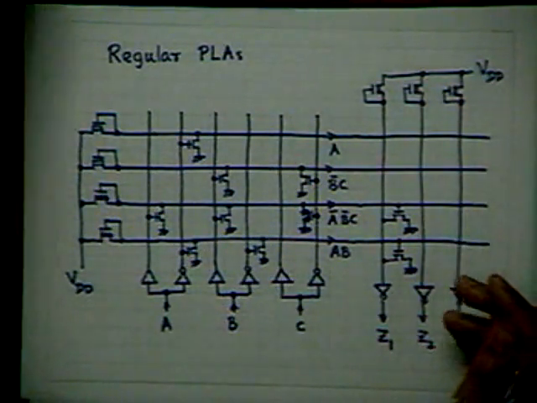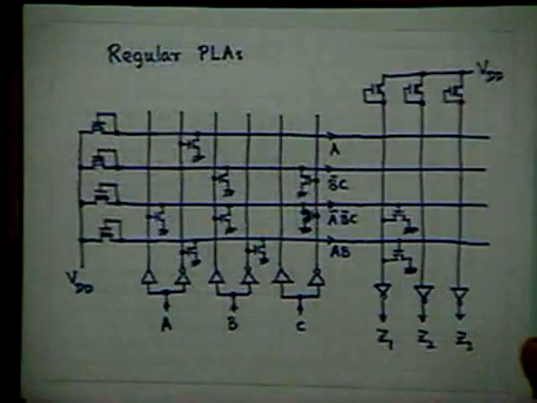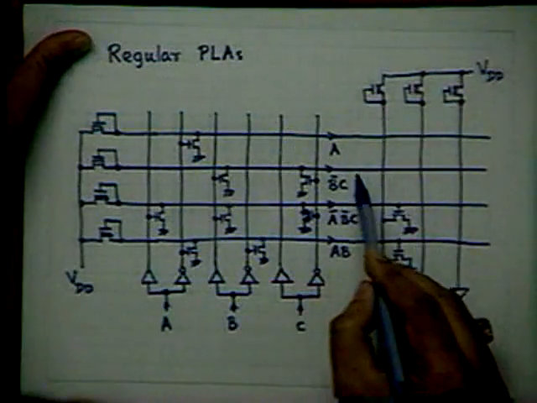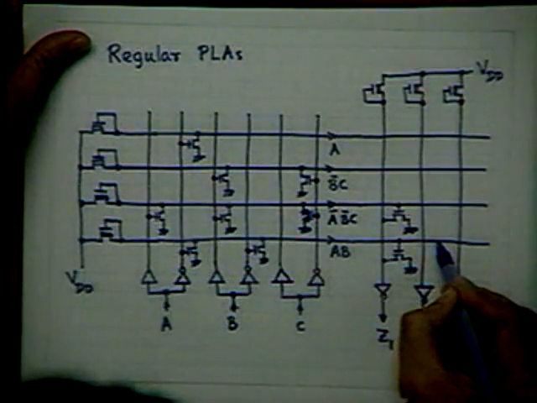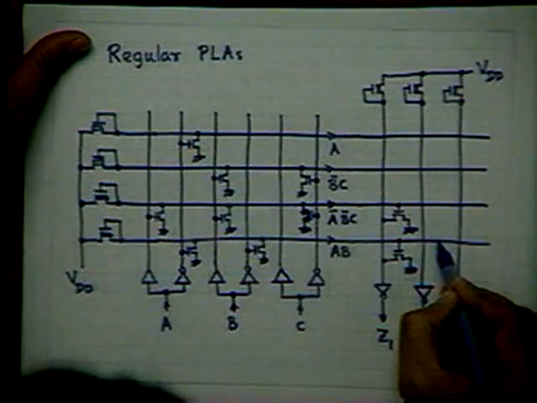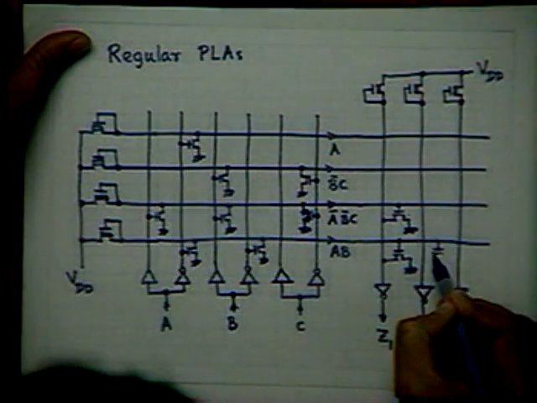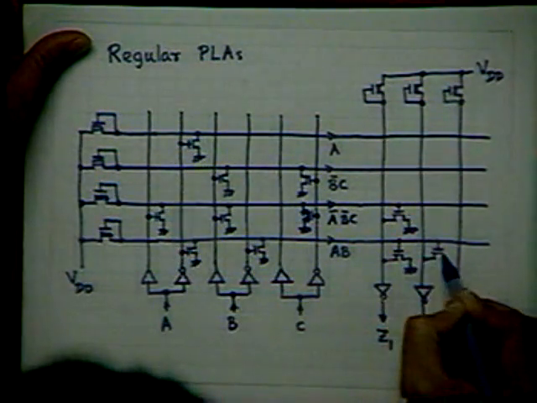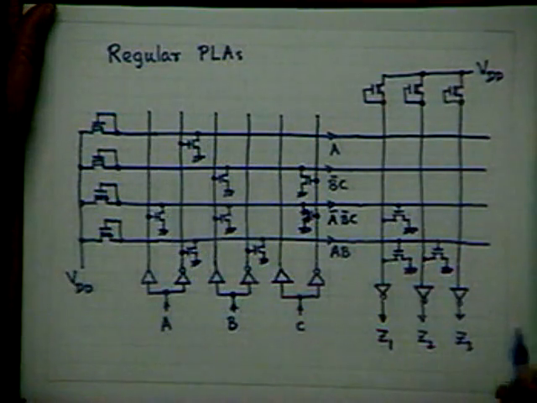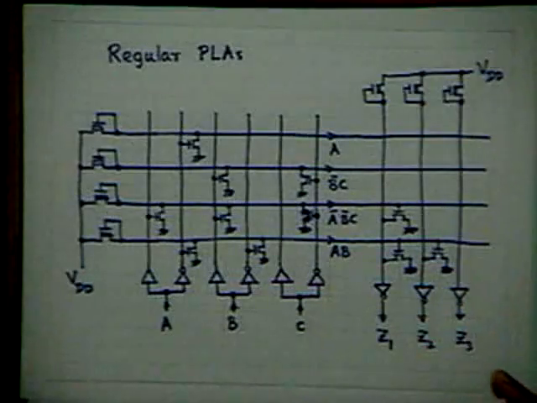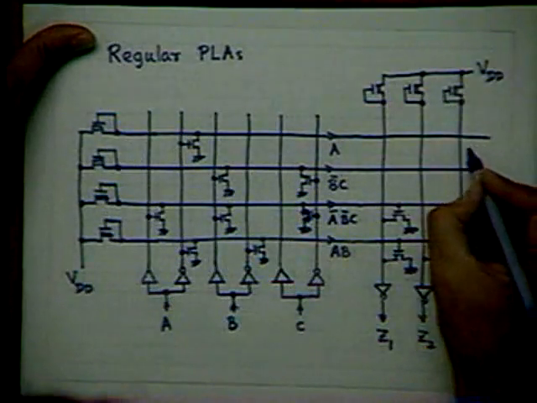Similarly Z2 is simply AB. What do you do? You take the AB and connect here. This is a simple plain inverter. And what is Z3? Z3 is A plus B bar C. Simply you connect here.